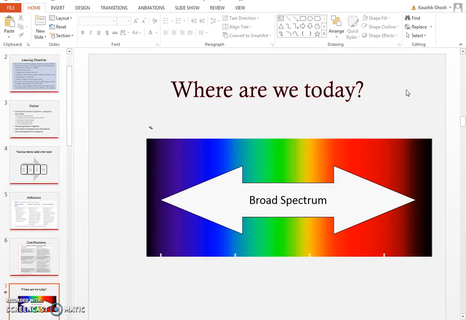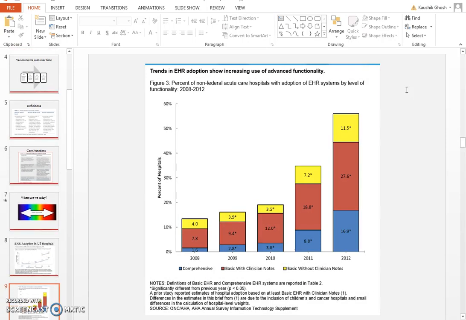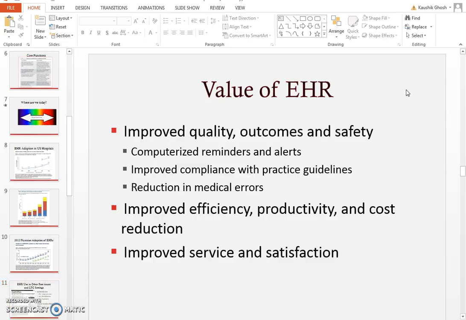Core functions, where we are today, EHR adoption. This is quite old data, so I don't want you to be looking at this, because the readings for this week will give you a better idea of the adoption trends, the most recent adoption trends. So don't worry about this data. Physician adoption, again, don't worry about this. I have an article in the readings. Under readings you will see, I will just show you.